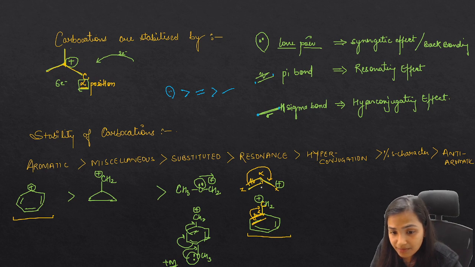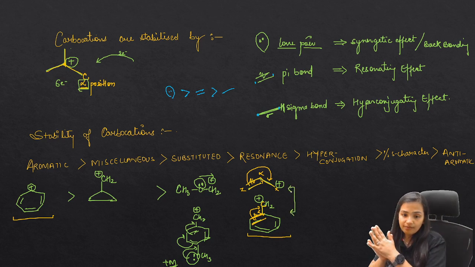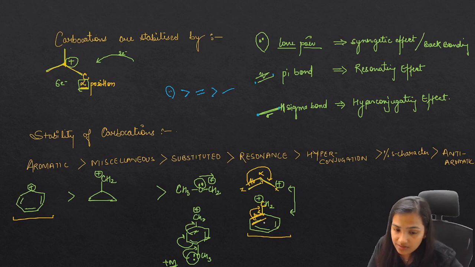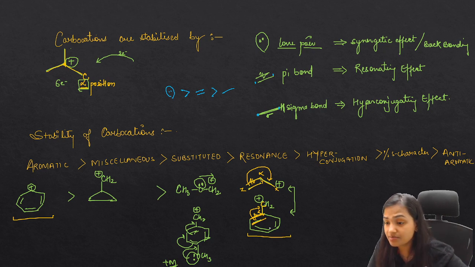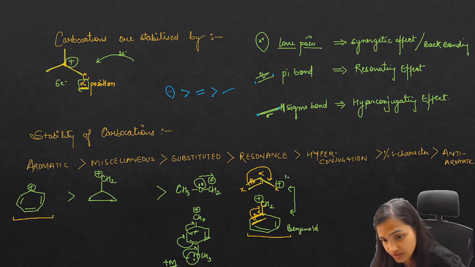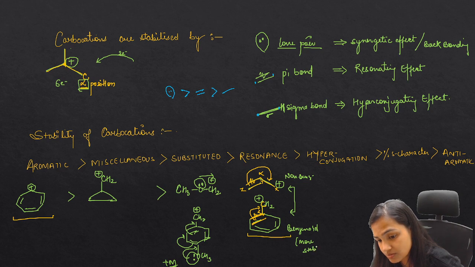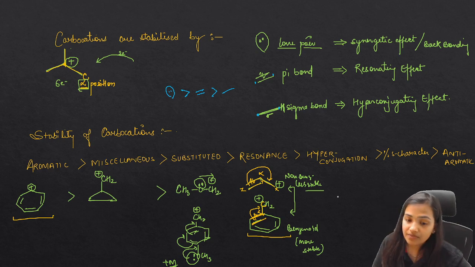Now if we compare between these two, this is also resonance and this is also resonance. Which is going to be more stable? This is a pi bond and this is a benzene. Both are stabilized by resonance, but this is a benzenoid compound and this is a non-benzenoid compound, so we can say that the benzenoid compound is more stable and this is less stable. Got it?